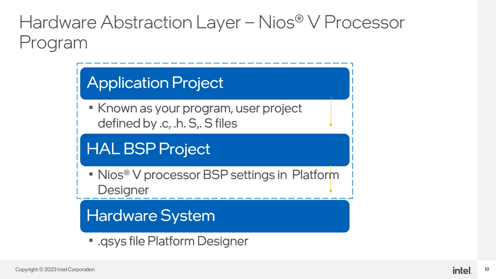This is the integration of the different pieces for all the development of a Nios V processor system design. The three parts are necessary to complete the Nios V HAL project structure, emphasizing how the HAL BSP fits in it. The application project, known as your program or user project, is created by the user. Then the HAL BSP project is defined by the Nios V processor BSP settings and generated by the BSP editor in Platform Designer. The hardware system, known as the Nios V processor system, is defined by the Quartus file. This is created in the Platform Designer system integration tool.